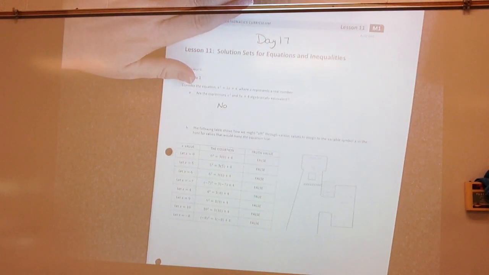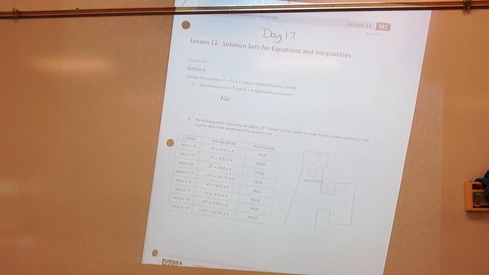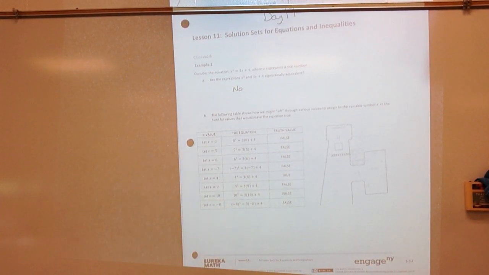It says the following table shows how we might sift through various values to assign to a variable symbol x in the hunt for values that would make the equation true. In other words, they're saying, let's just put some numbers in there and see what happens. If we let x equal 0, it's not true. If we let x equal 5, it's false. X equals 6, it's false. X equals negative 7, it's false. Let's let x equal 4. Oh, look, it's true. Let x equal 9, false. X equal 10, false. X equal negative 8, false.